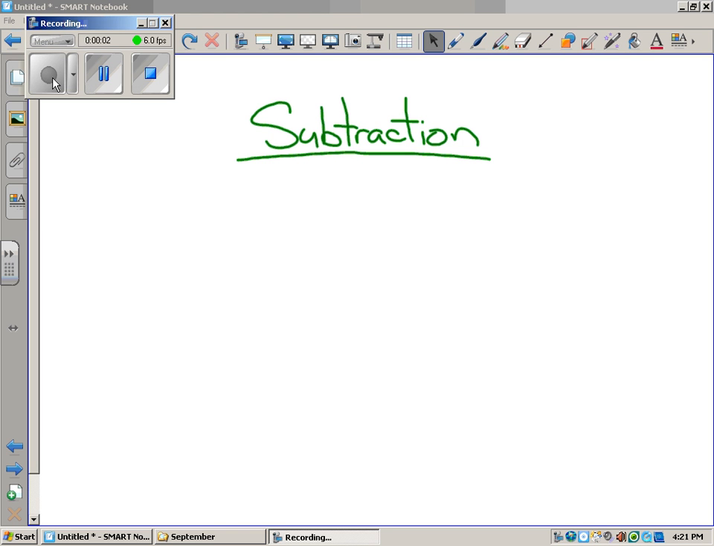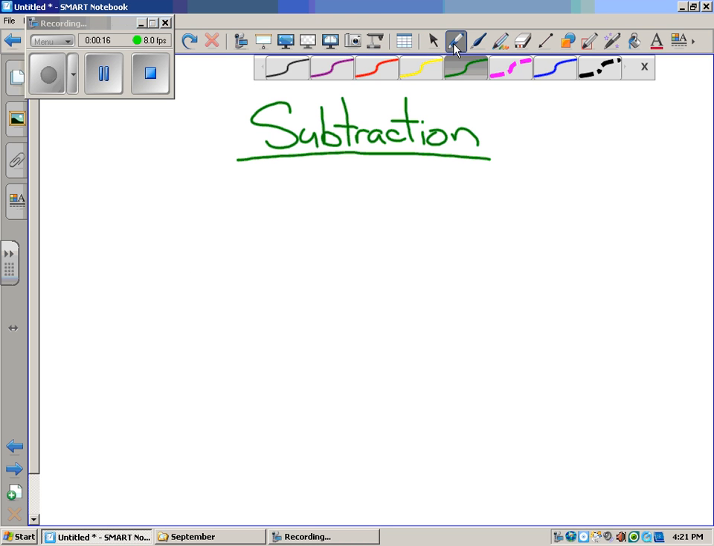The next thing we're going to get working on is subtraction of 2 and 3-digit numbers. Now, in addition, we had to carry numbers over, and in subtraction, there'll be something called borrowing numbers. So let's take a look at a few examples.